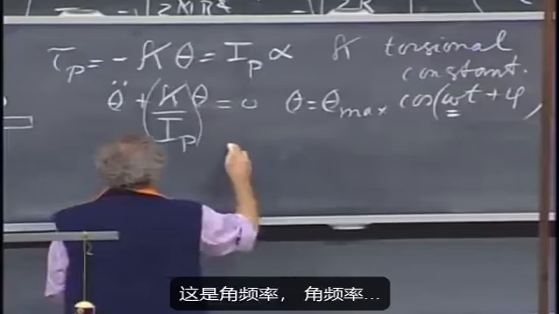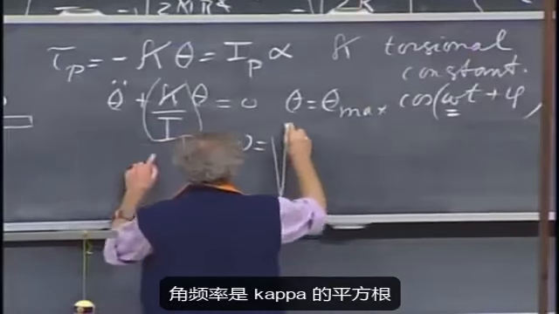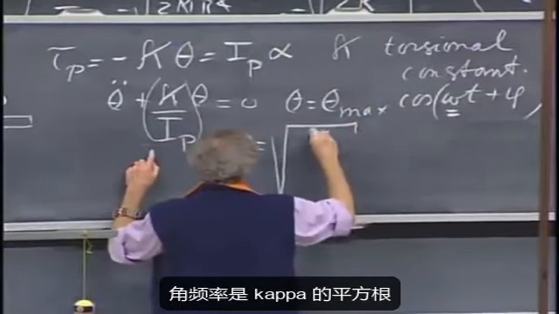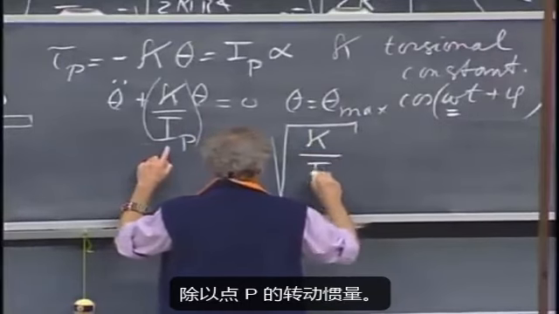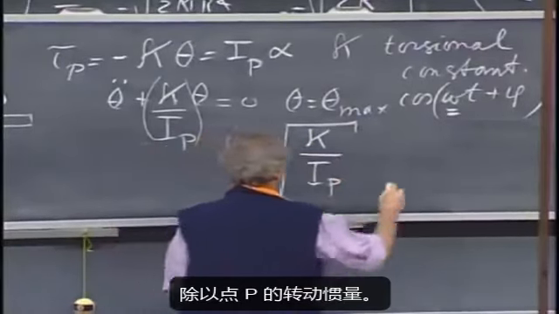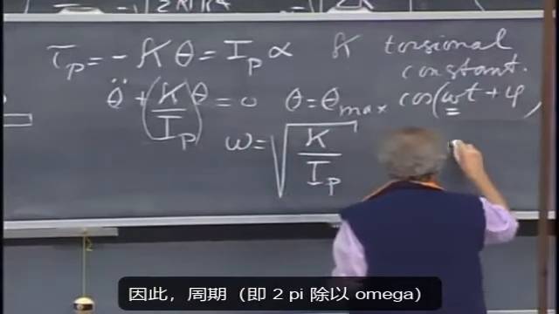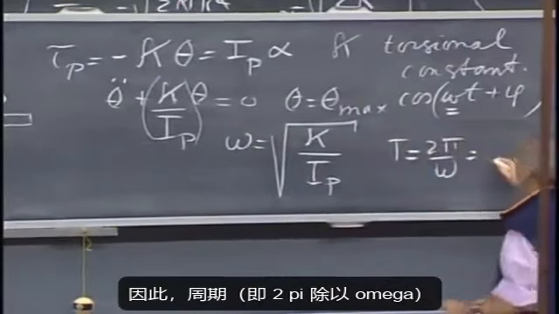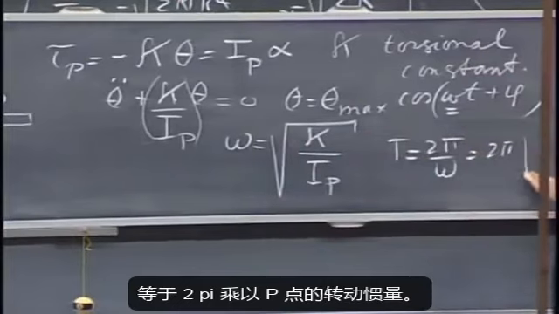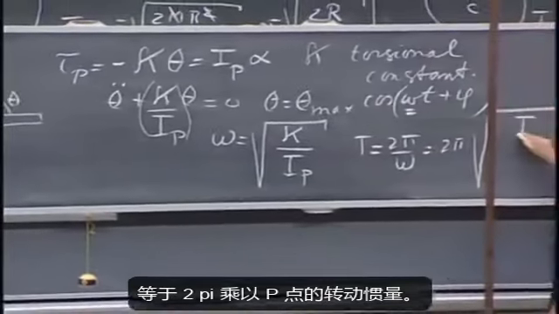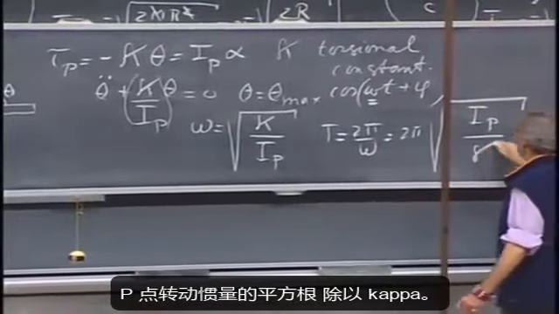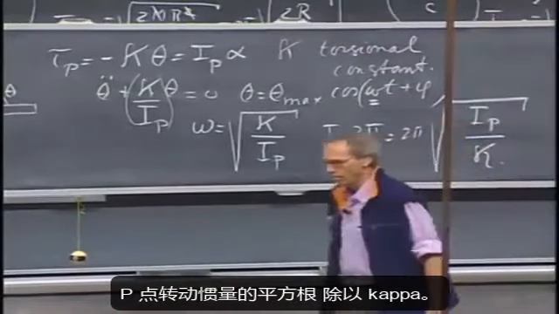Angular frequency is the square root of kappa divided by the moment of inertia about point P. And therefore the period, which is 2 pi divided by omega, equals 2 pi times the square root of the moment of inertia about point P divided by kappa.